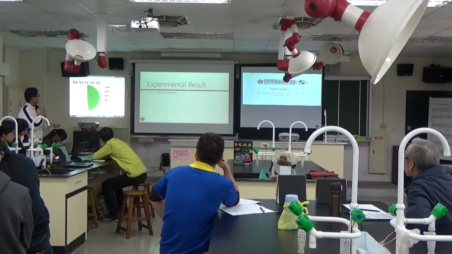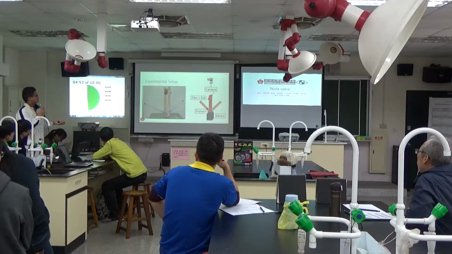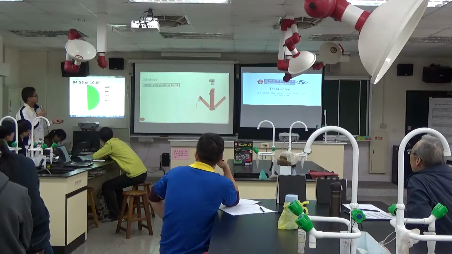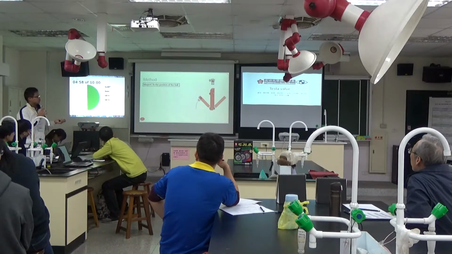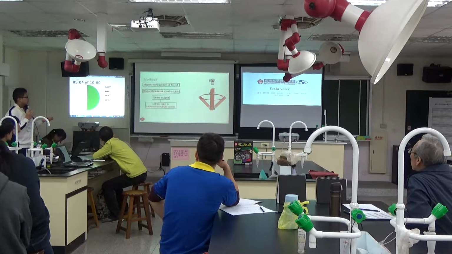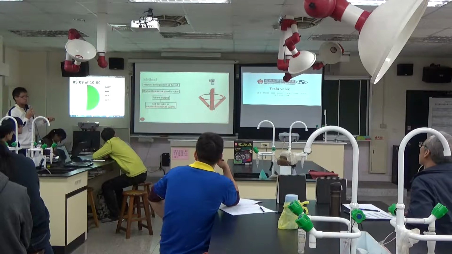And here is our experimental result. This picture shows the experimental setup. Our method is that we use a magnet to fix the position of the ball, and wait until the rotational speed is stable, then we pull the magnet away. Then we can get the video in the rotational coordinate system to analyze.